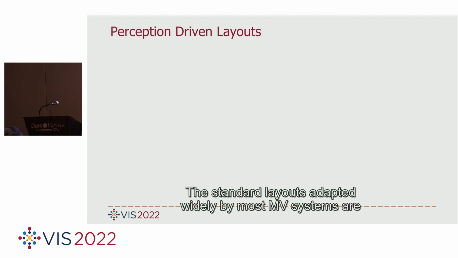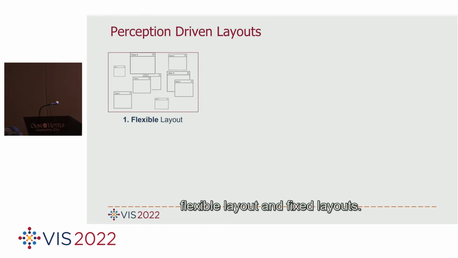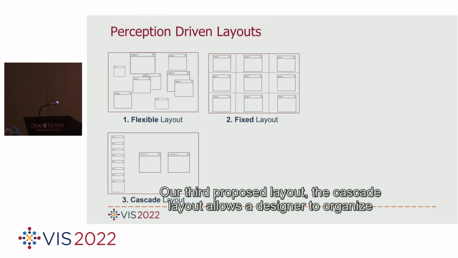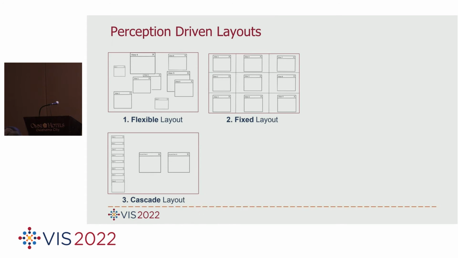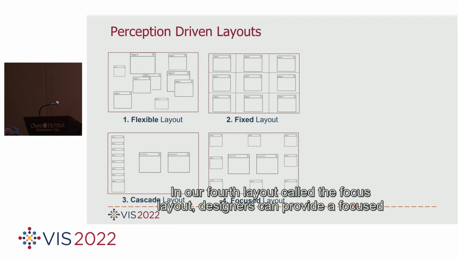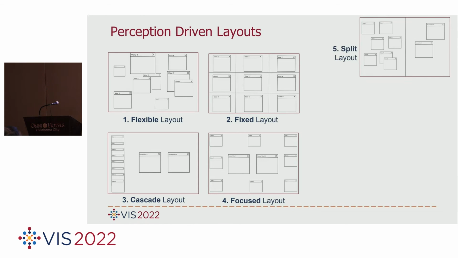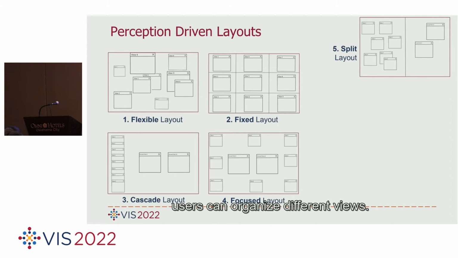The standard layouts adopted widely by most MV systems are flexible layout and fixed layout. Our third proposed layout, the cascade layout, allows a designer to organize each view in a system into a stack of views known as a cascaded stack. In our fourth layout, called the focus layout, designers can provide a focused window at the center of the display space. In our fifth layout, the split layout, windows can be split so that users can organize different views.